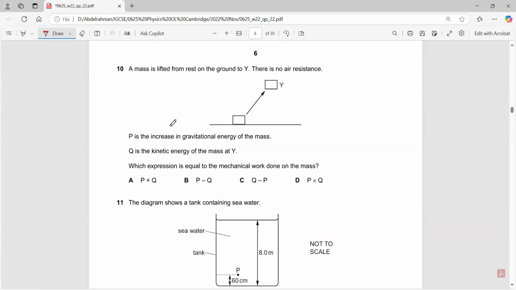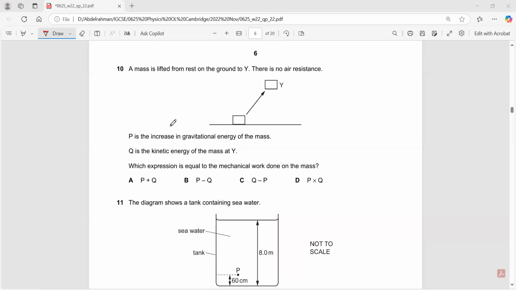Question 10. Mass is lifted from rest on the ground to Y. P is the increase in gravitational potential energy. Q is the increase in kinetic energy. Which expression is equal to the mechanical work done on the mass? What is the mechanical work done? It is the total energy, the total energy added to the object.